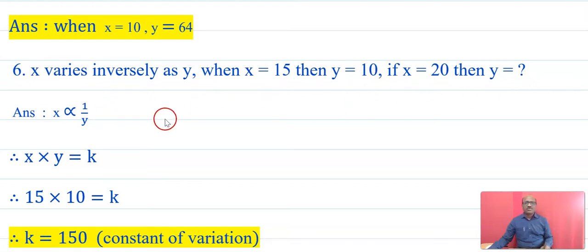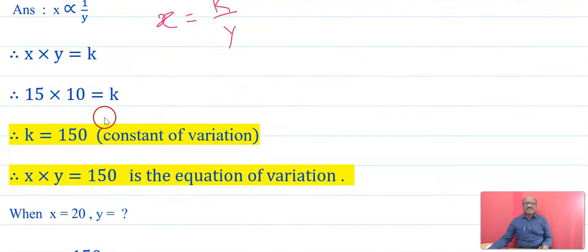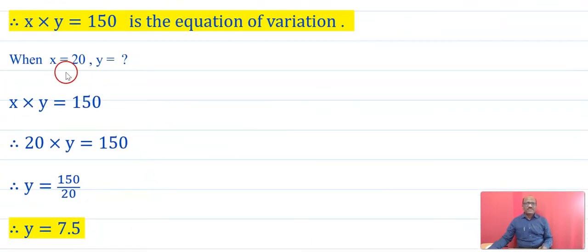X is inversely proportional to y, and hence x equals k upon y. X into y is k. Therefore, substitute the value of x as 15 and y as 10. Then you will get k equals 150. X into y is equal to 150. When x is equal to 20, what is the value of y?